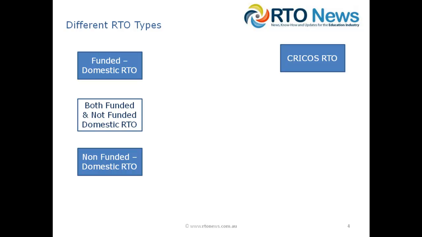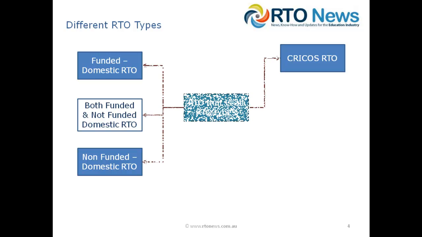The only difference between a CRICOS college and a funded domestic and non-funded domestic college is the type of students they train. They still deliver vocational education and training and/or assessment in national training packages. RTO all types. The trend these days is to find an RTO that is a CRICOS college that also is a funded RTO and also delivers training to non-funded students.